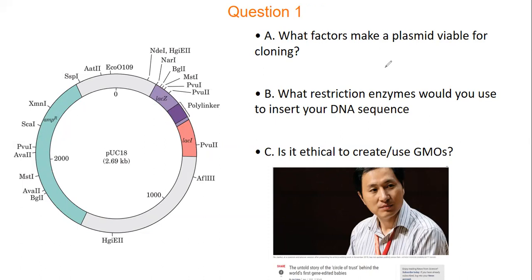What makes a good plasmid? Like, what are some good characteristics if I'm looking for a plasmid to insert into an organism? So one characteristic is that it multiplies on its own. So, self-replicating.